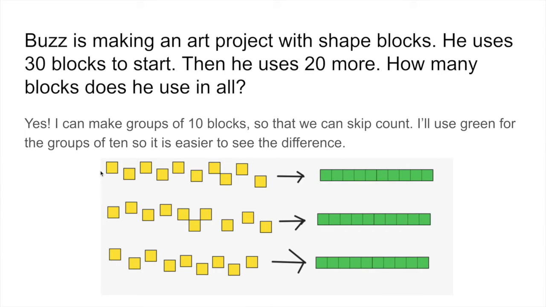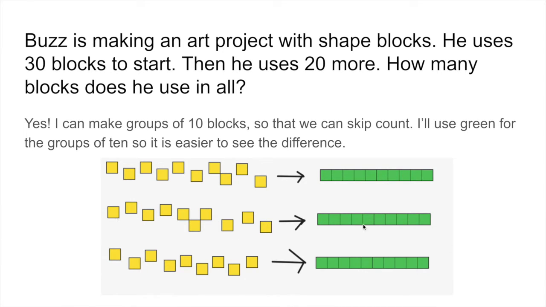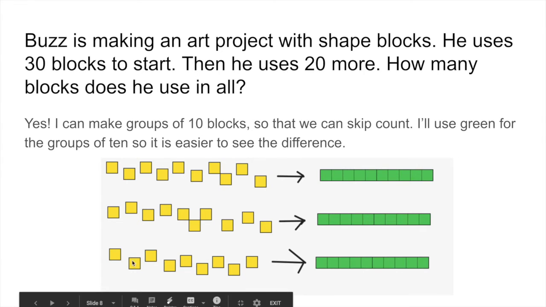But all I did was take 10 of my yellow blocks and squish them together. And then I took some more yellow blocks and squished them together and made another group of 10. And the last group of 10 I squished to make a group. So these are equal. There are 30 yellow blocks, or I could squish those blocks together and still have 30, but now they're organized a little nicer and a little easier to count.